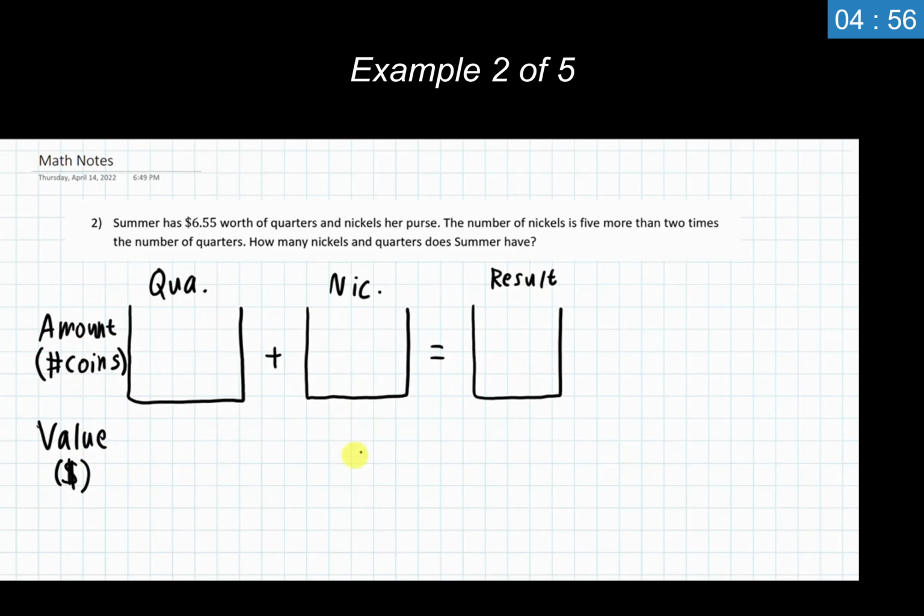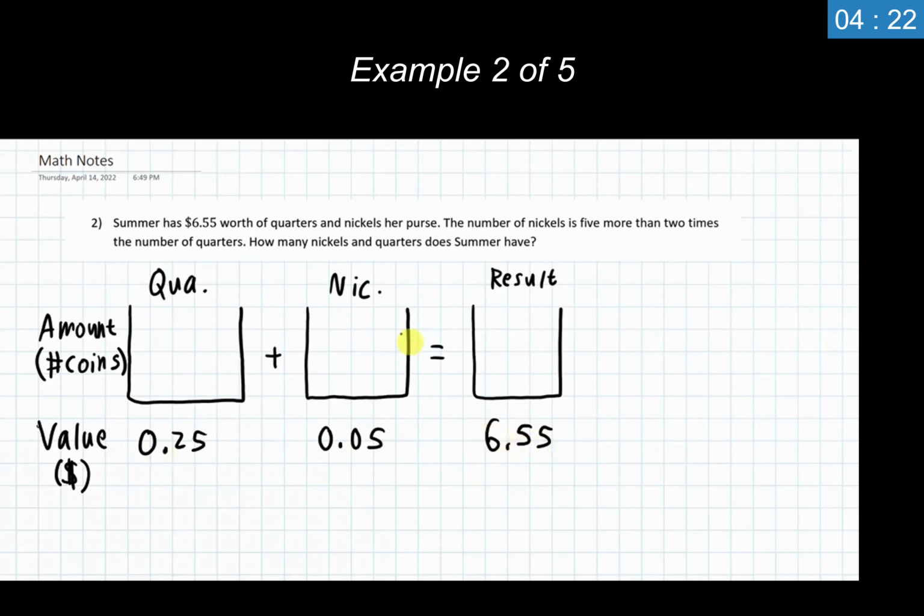Each of the buckets should be filled with something, and the value right below the bucket should be filled with something also. I think the result is always a good starting place. So what's the value of the result? Well, that's going to be $6.55. What's the value of a quarter? That's going to be 25 cents, so $0.25. A nickel is $0.05. Okay, so we have our values filled in here.